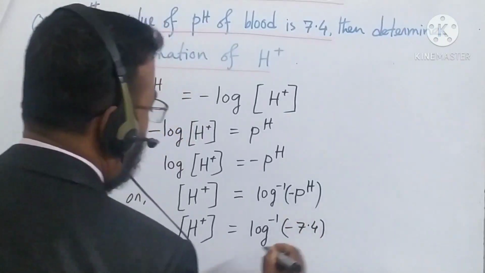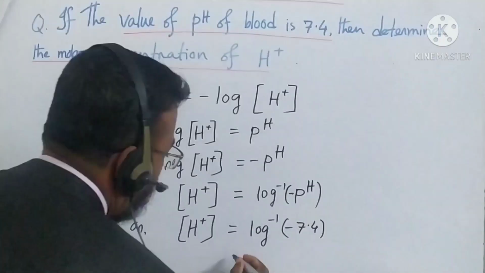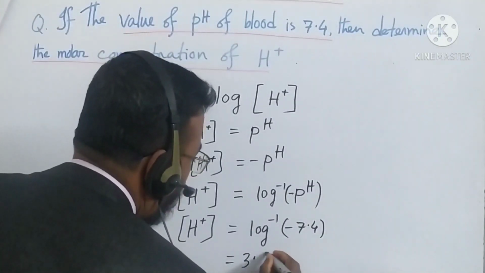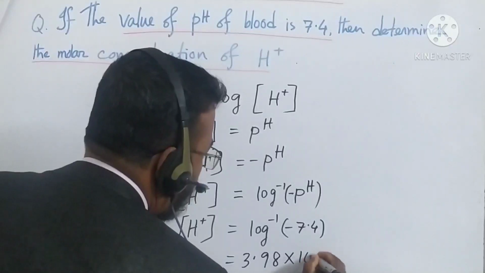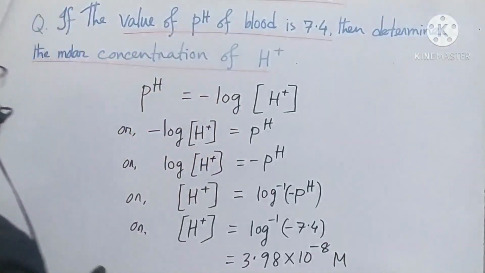Now by using the calculator we can easily find it out. Log inverse of minus 7.4 will be 3.98 into 10 to the power minus 8. It will be 3.98 into 10 to the power minus 8 mole, in molarity.